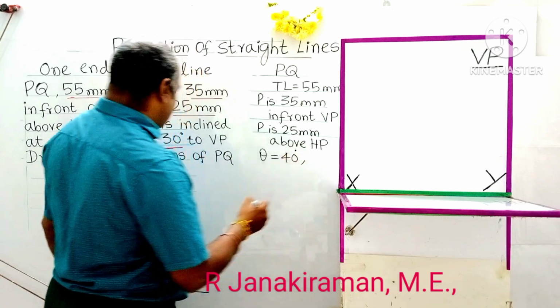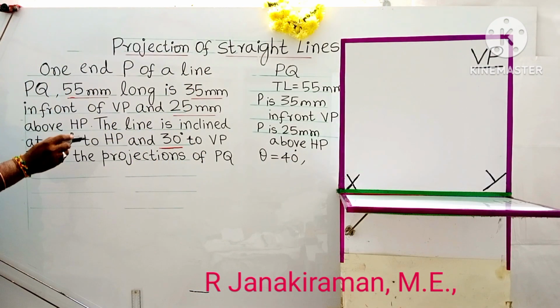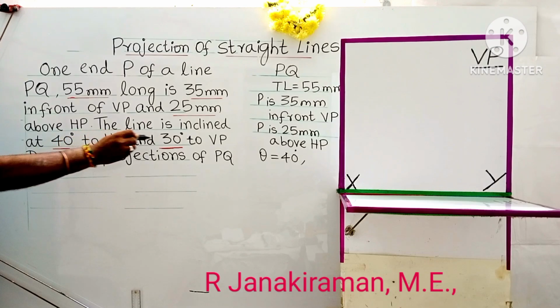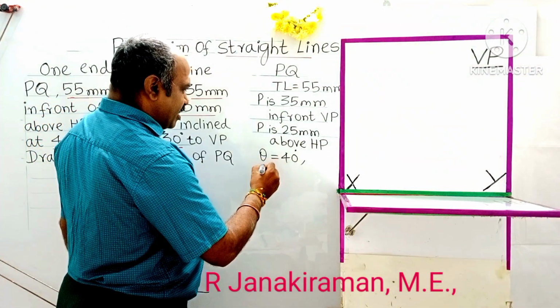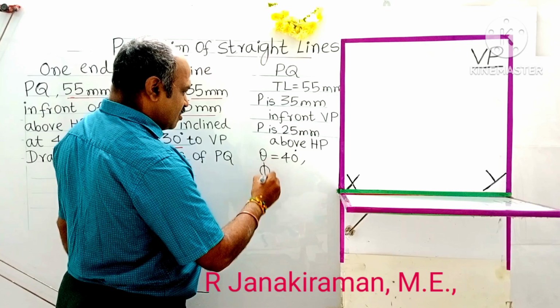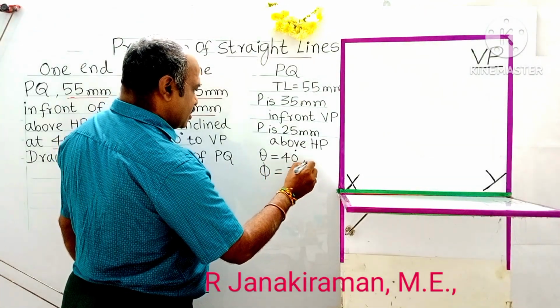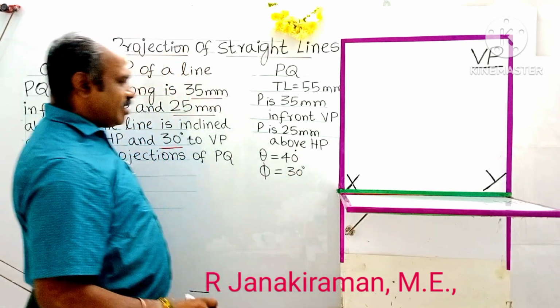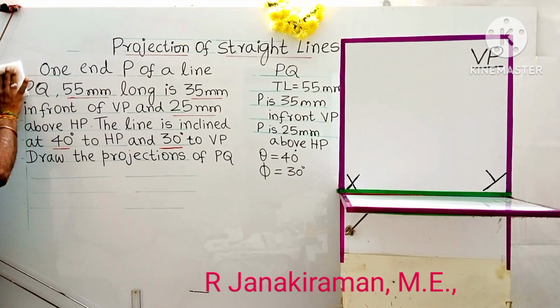And further, it's also given 30 degree to VP. The line is inclined at 40 degree to HP and 30 degree to VP. The inclination to VP, the notation followed is phi. Phi is equal to 30 degree. Understand? These are the data given about the line PQ. So let me erase this question.